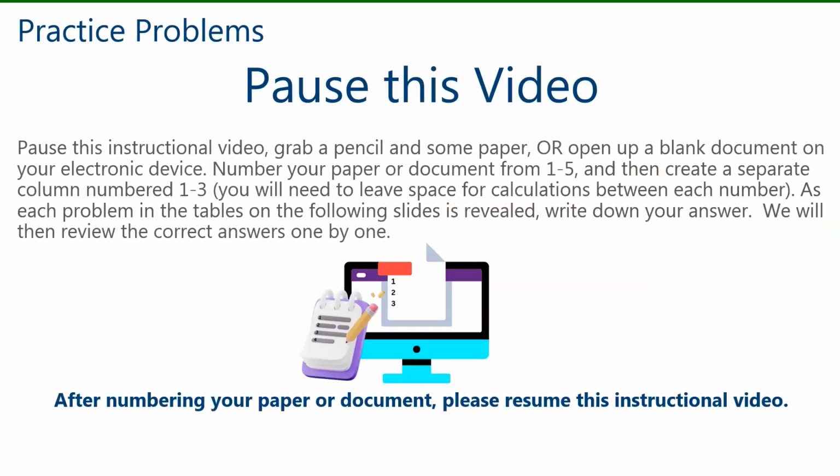Now it's time for you to do some practice problems. Pause this instructional video, grab a pencil and some paper, or open up a blank document on your electronic device. Number your paper or document from 1 to 5, and then create a separate column numbered 1 to 3. You will need to leave space for calculations between each number. As each problem in the tables on the following slides is revealed, write down your answer. We will then review the correct answers one by one. After numbering your paper or document, please resume this instructional video. You will use your numbered document for this video and the next one.